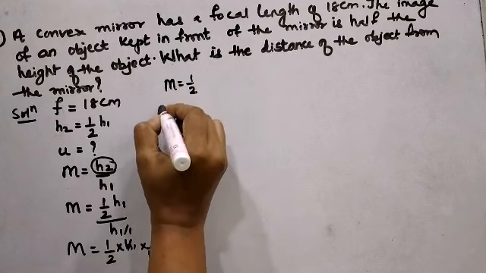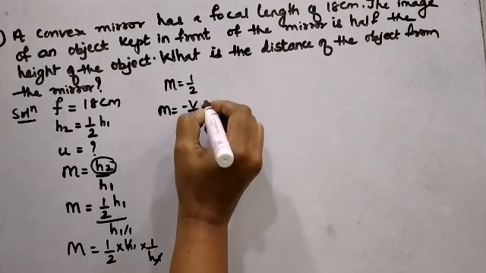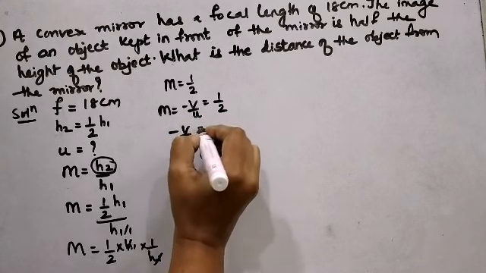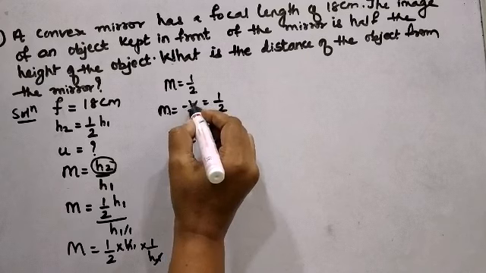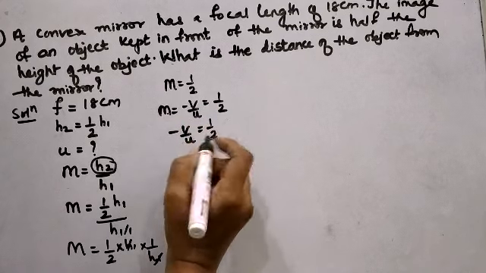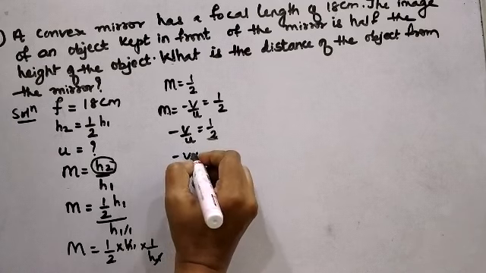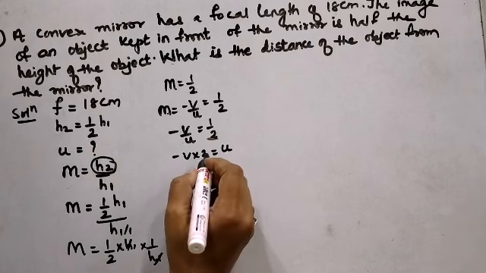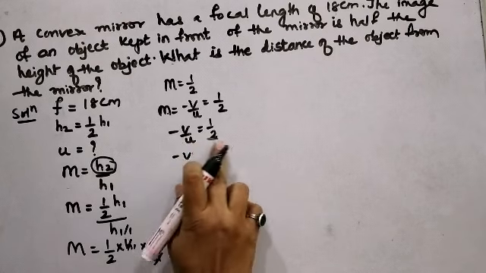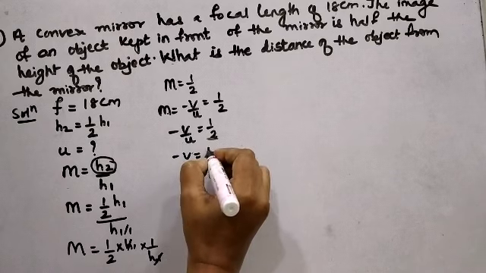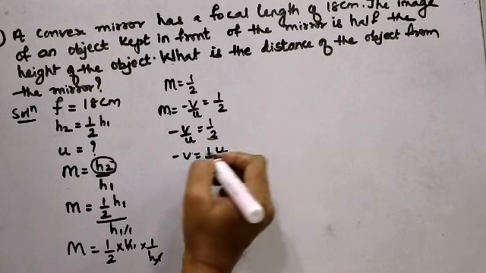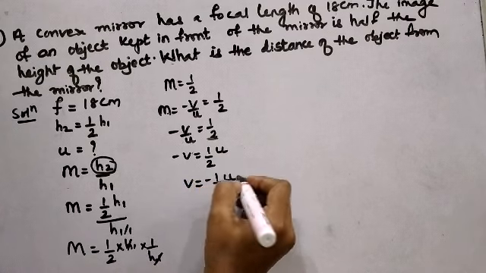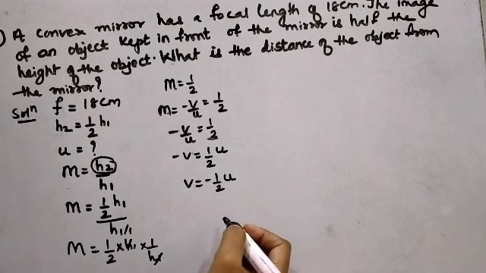We also know that magnification is equal to minus v upon u, which is equal to half now. So minus v upon u is equal to half, because m is half, therefore minus v upon u will also be equal to half. So I can take that minus v into 2 is equal to u. So minus v is equal to half of u. That is, v will be equal to, I'll transfer the negative sign to the right hand side, v is equal to minus 1 upon 2 u.